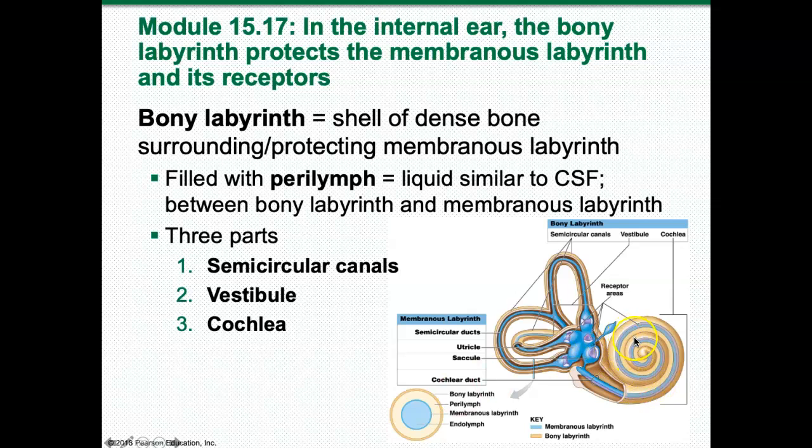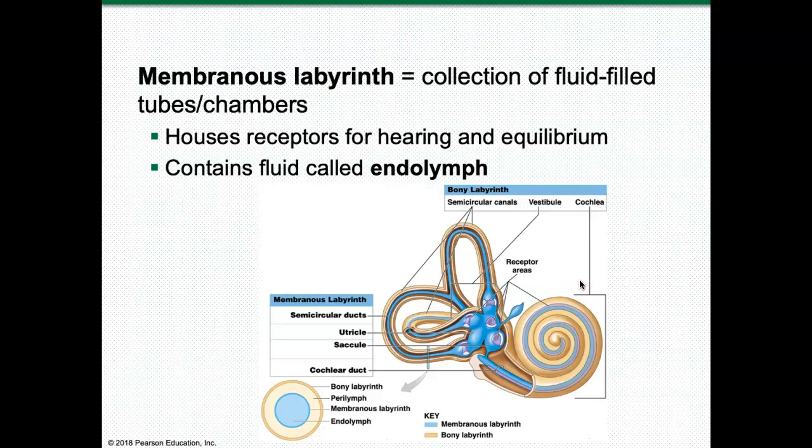In terms of the structures here, this snail-shaped region is called the cochlea. This is involved in hearing. These three circular structures are called the semicircular canals. This region in between is called the vestibule. The vestibule and the semicircular canals are involved in equilibrium and balance. The membranous labyrinth contains endolymph. Inside the membranous labyrinth will be the receptors for hearing and equilibrium.